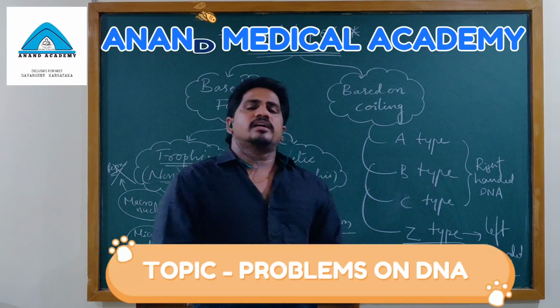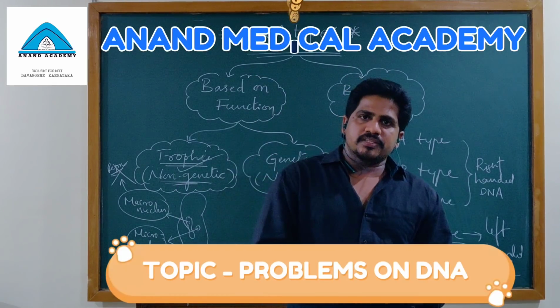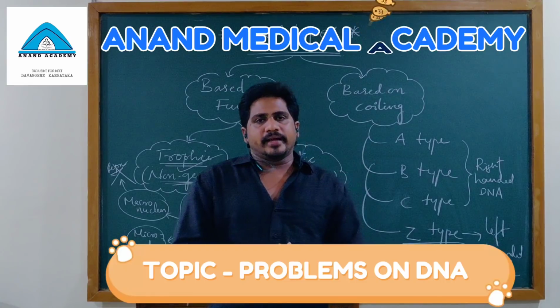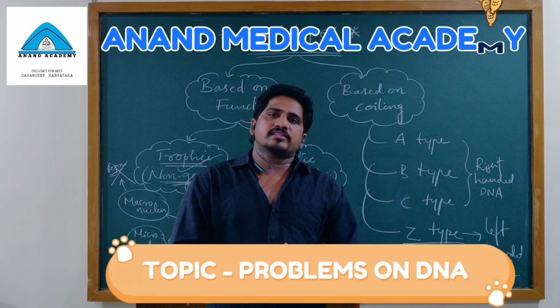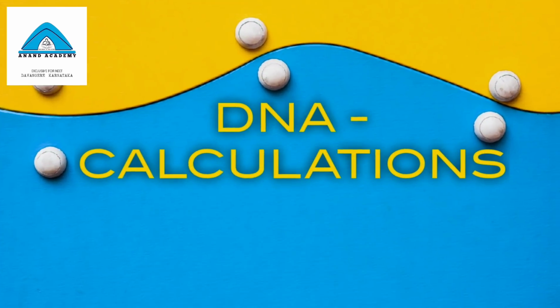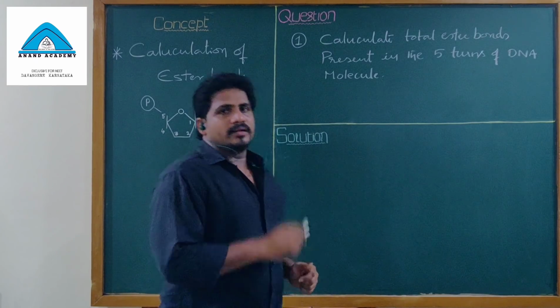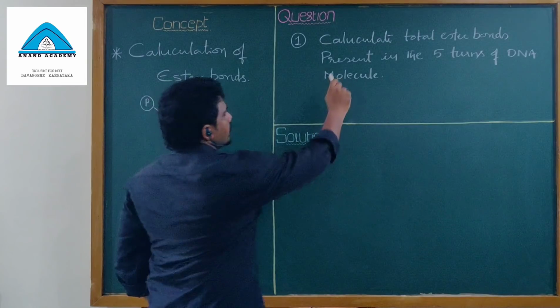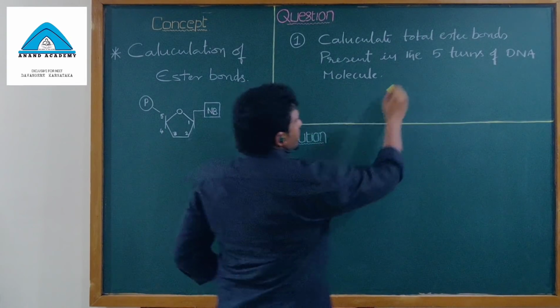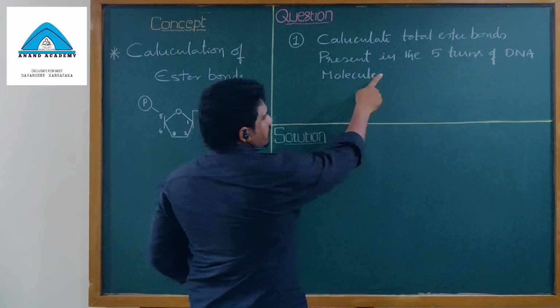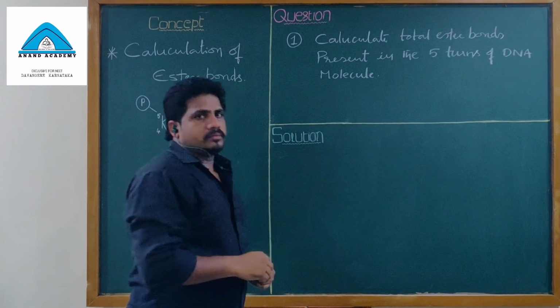Now let us discuss some models of problems that are regularly appearing in pre-medical examinations from molecular basis of inheritance. Let us see the first problem. Read the problem clearly. Calculate the total ester bonds present in the 5 turns of DNA molecule.